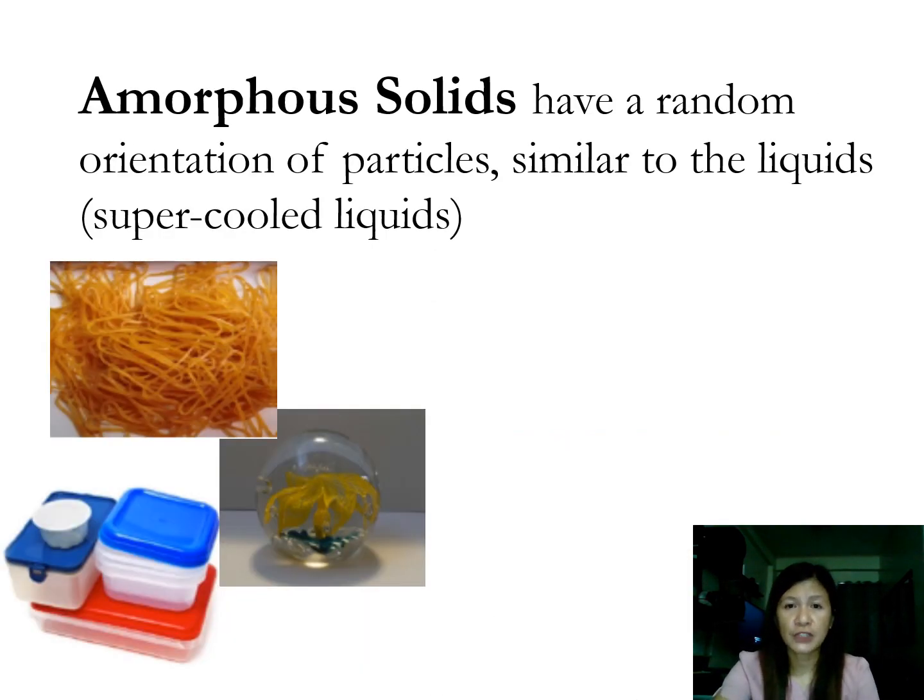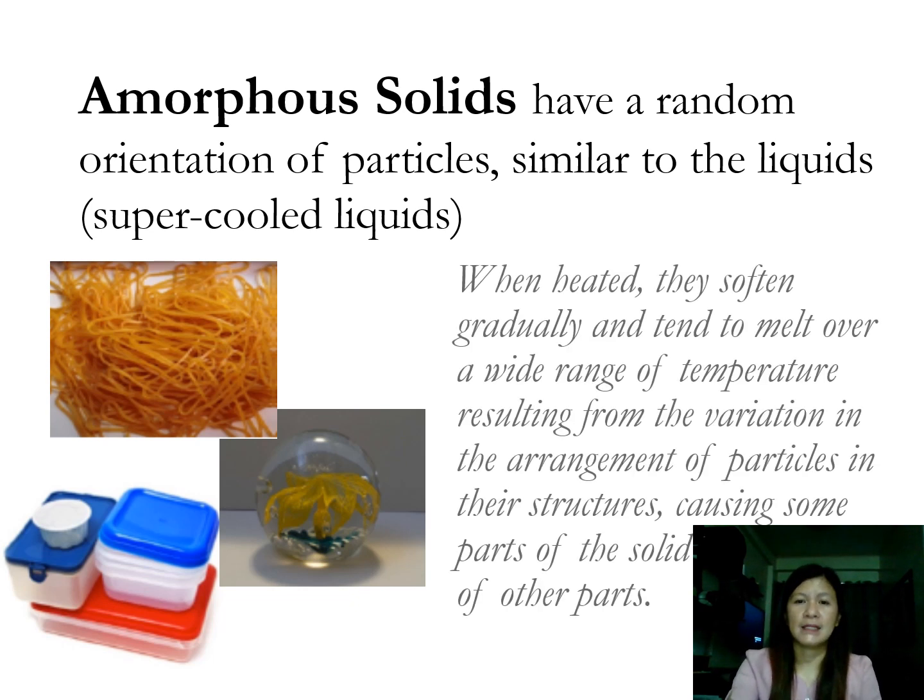Speaking of amorphous structures, these have a random orientation of particles that is similar to liquids and are sometimes referred to as supercooled liquids. Examples are rubber, glass, and plastics.